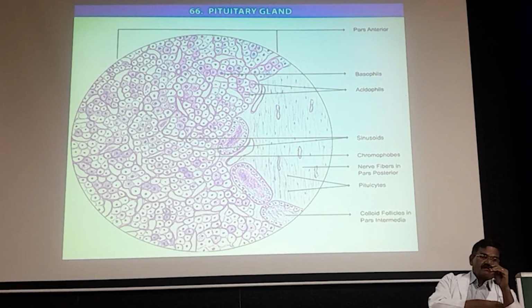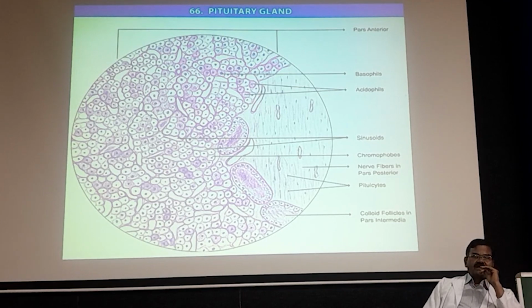Then the third classification of glands. 1. Simple glands, simple tubular glands. Then tubulo-alveolar glands. Last one, compound tubulo-alveolar gland. Example, mammary gland.